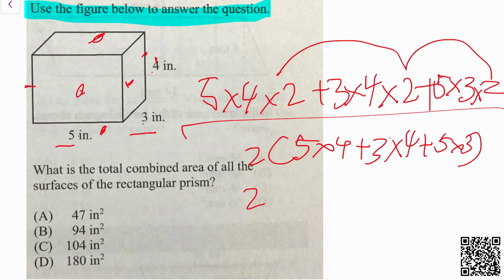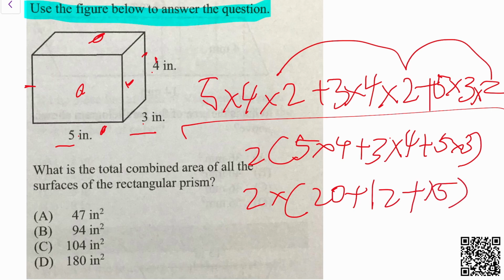So that would basically just be 2 multiplied by, we've got 20 plus 12 plus 15. So then it's just 2 multiplied by 20 plus 15, which is 35, and 35 plus 12, which is 47. So it's just 2 multiplied by 47, which, as we know, has to end in 4.